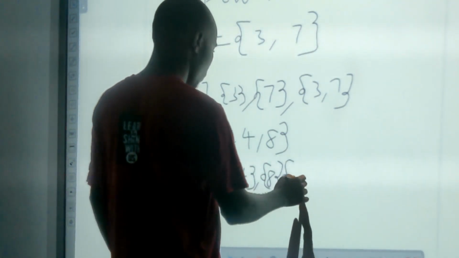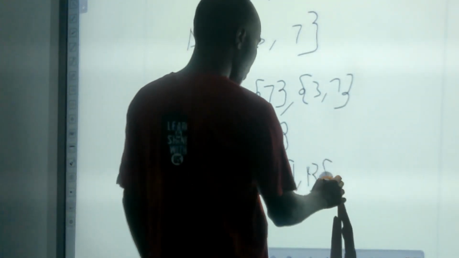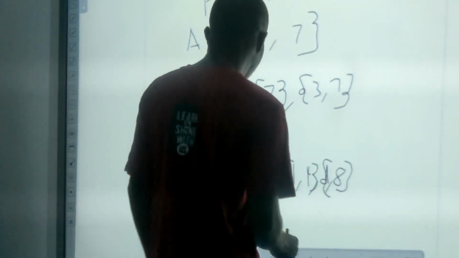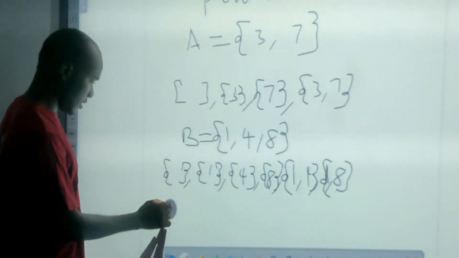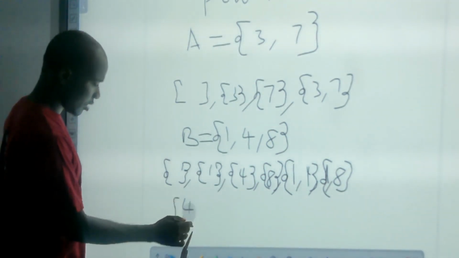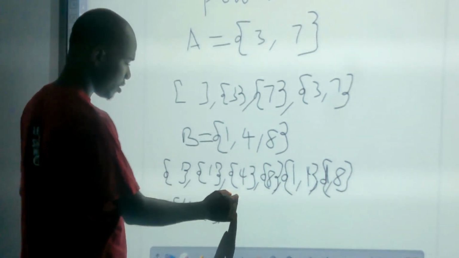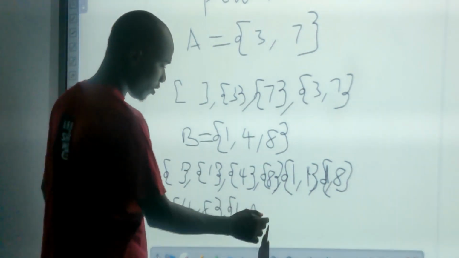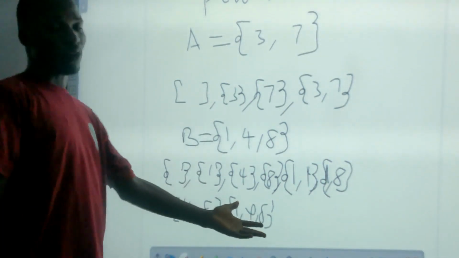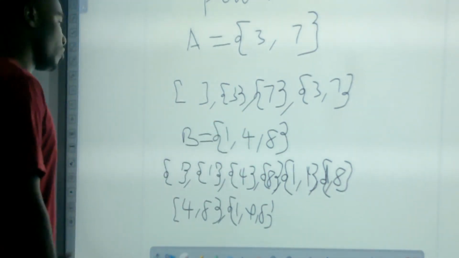a set that has 1 and 4 as elements, a set that has 1 and 8 as elements, a set that has 4 and 8 as elements, and a set that has 1, 4, and 8 as elements. It also is a subset of B. So although {1, 4, 8} will not be proper, the others will be proper, but {1, 4, 8} will not be a proper subset of B, because it is not unique.